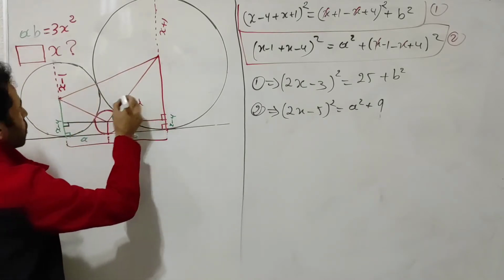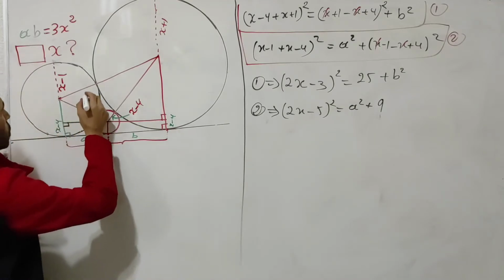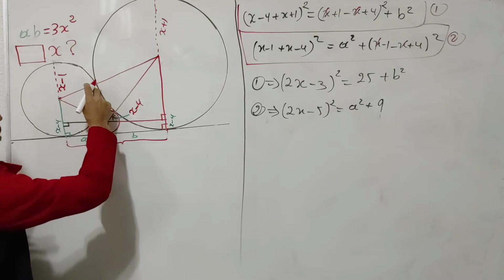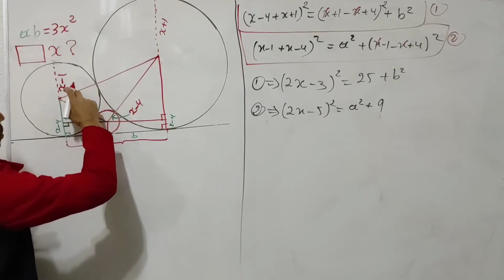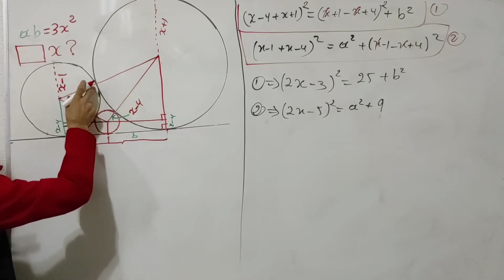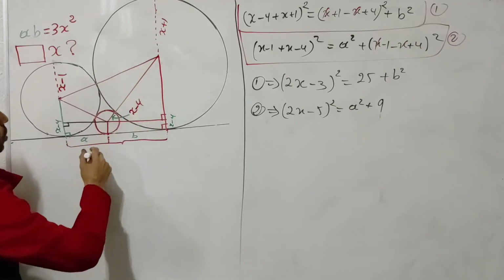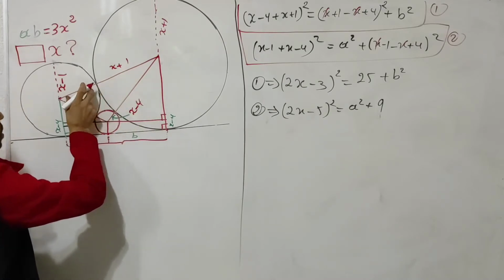Okay, and then from this point to this point, this is the radius of the small circle, because both share the tangent line at the same point, and this line goes through the same point. So this distance is the radius of this circle, and this distance is the radius of this big square. So this one is x plus 1, this one is x minus 1.